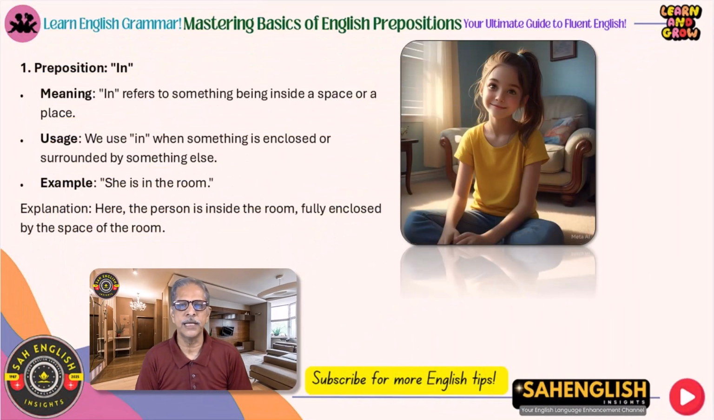1. Preposition in. Meaning: in refers to something being inside a space or a place. Usage: we use in when something is enclosed or surrounded by something else. Example: she is in the room. Explanation: here the person is inside the room, fully enclosed by the space of the room.